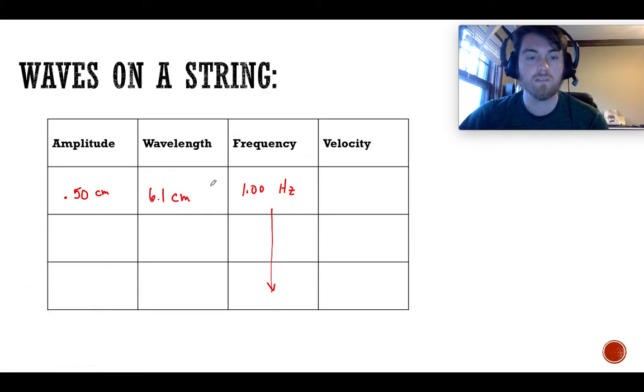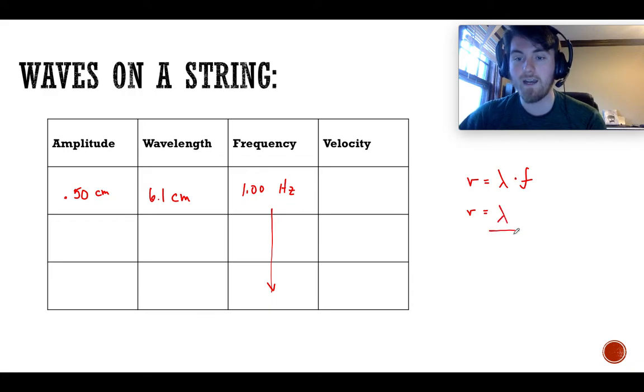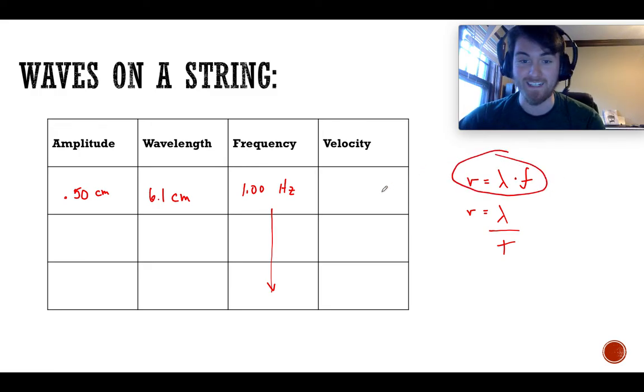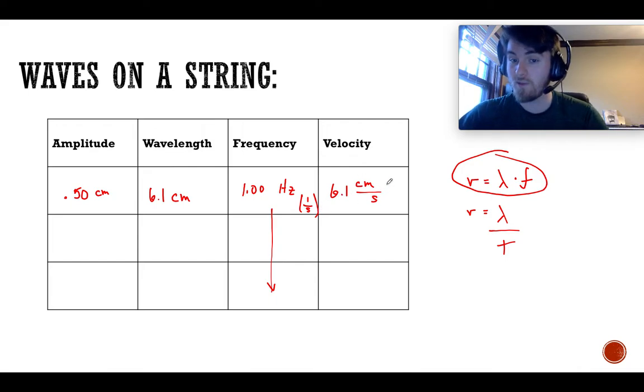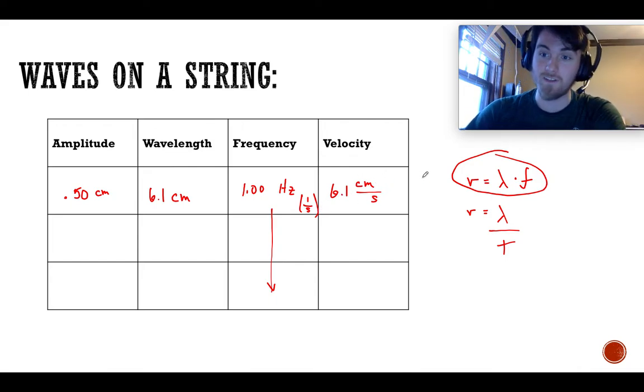Now, if I want to find the velocity of this wave, remember that the velocity of a wave is always going to be the wavelength times the frequency, or the velocity is equal to the wavelength divided by the period, which is capital T. I'm going to use the first one because it seems easier, so my velocity is 6.1 centimeters per second, because 1 hertz is 1 over second. So 6.1 centimeters per second is the speed of the wave on that simulation currently.